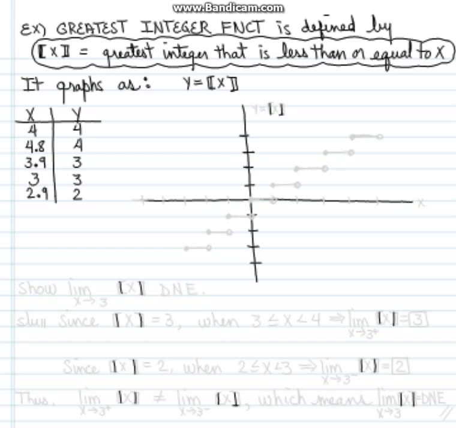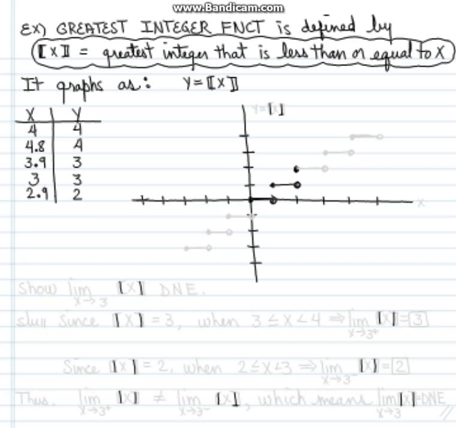So if you consider what happens when x is equal to 0, the greatest integer that's less than or equal to 0 is 0 itself. So we have a solid point at 0. And for every value up to 0.9999, we will have y equals 0. But then exactly at 1, we get an open circle.